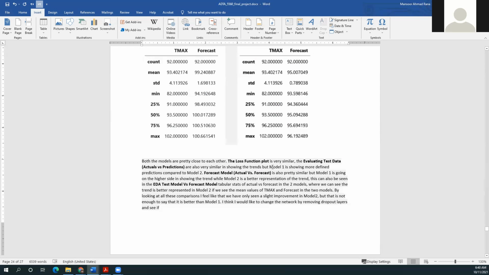The loss function for it is very similar. Evaluating test data, we already discussed this. All these are pretty similar. So by looking at all these comparisons, I feel that we have only seen a slight improvement in model 2, but that is not enough to say that it is better than model 1. I would like to change the network by removing dropout layers and see if it works.